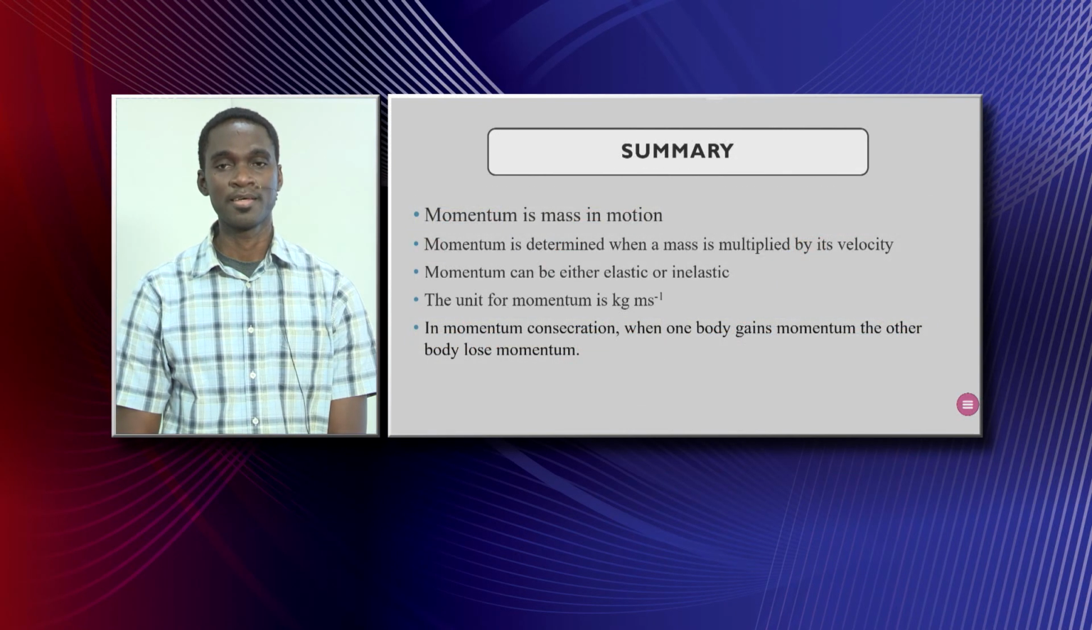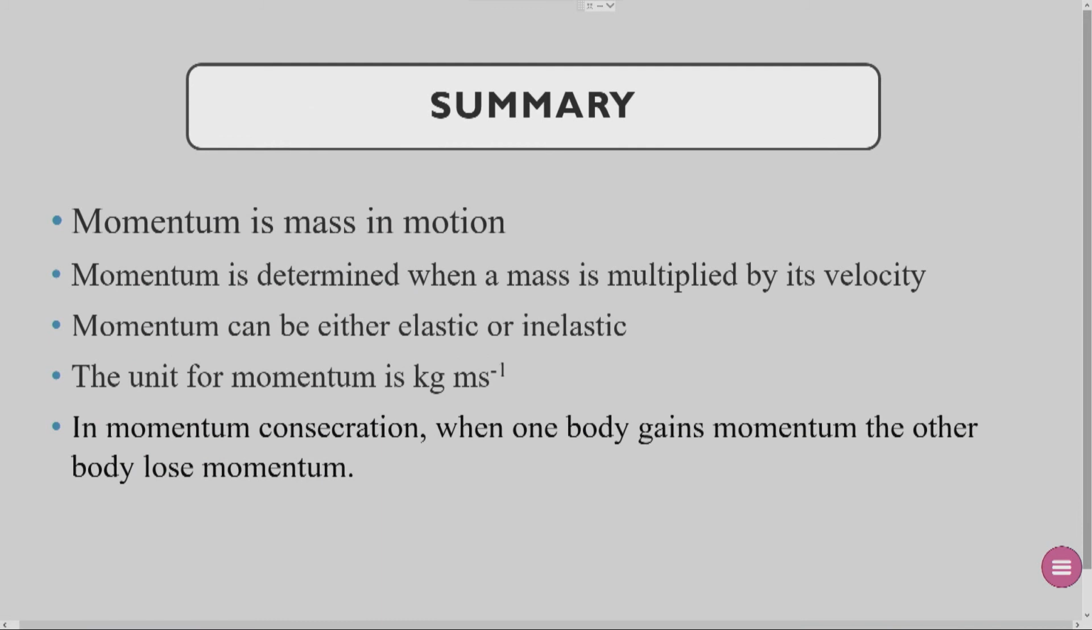This brings us to the end of our lesson on momentum. The main points, as we would have them: momentum is mass in motion. Momentum is determined when a mass is multiplied by its velocity. Momentum can be either elastic or inelastic. The unit of momentum is kilogram meters per second. In momentum conservation, when one body gains momentum, the other body loses momentum.